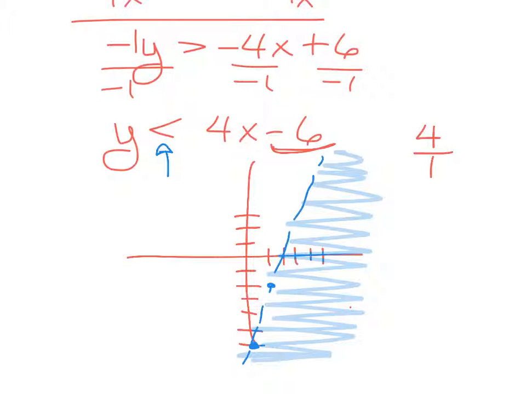Again, to double check this, you could plug in an ordered pair. If you like, plug in 0, 0. Even though 0, 0 is not in the shaded region, if I plug in 0, 0 and I get a true statement, then I've done something wrong. I'm looking for a false statement here. So this is false, so that's why I did not color the side that had 0, 0, so I did pick the correct side.